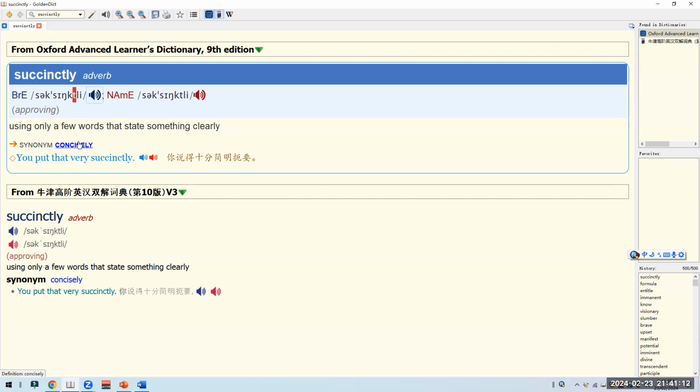Okay. And its synonym is concisely. Succinctly. Yeah. Succinctly. It feels like the t is plosive. The example. Succinctly. Okay. Yeah, thank you so much. I think this word is new for me as well. Succinctly. Okay.